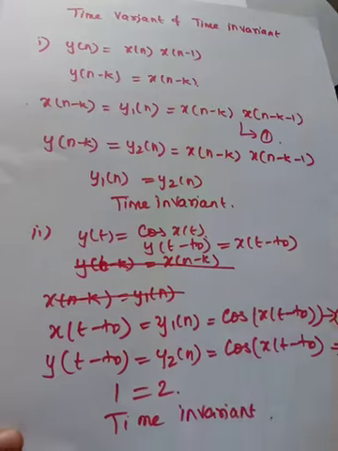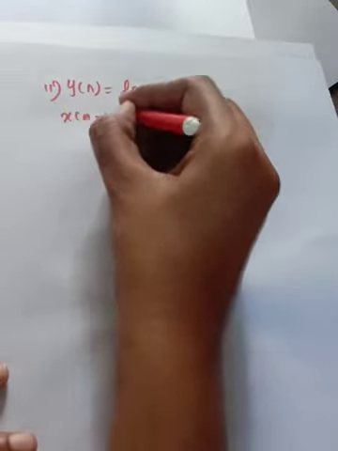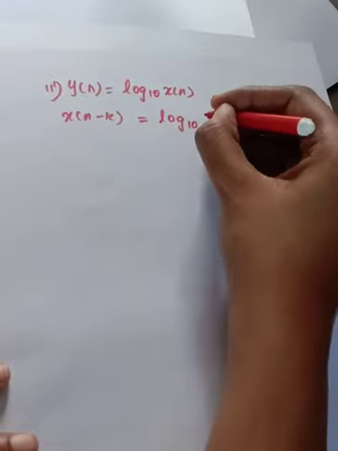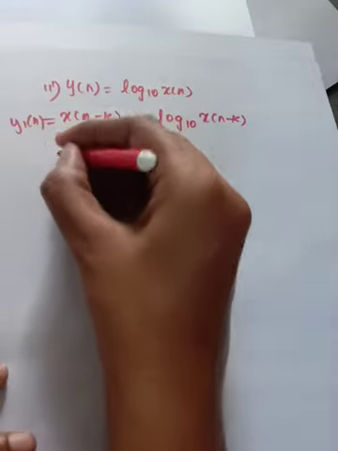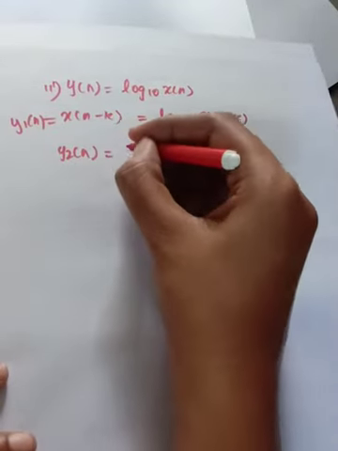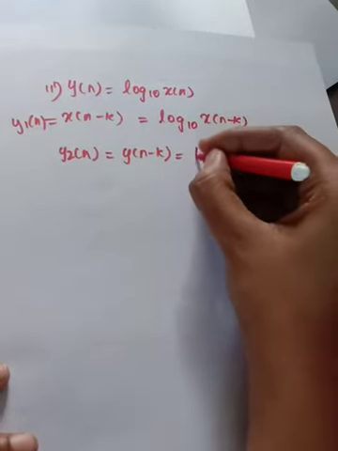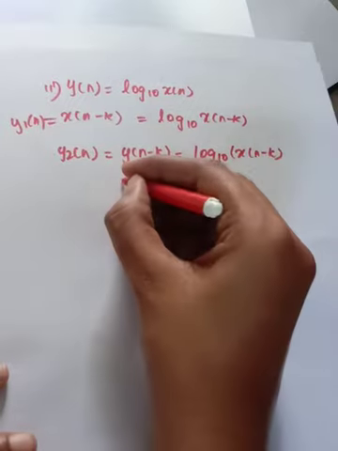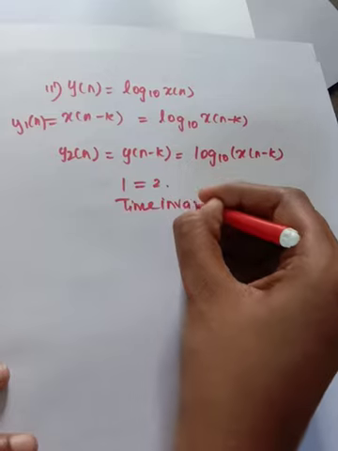The next problem is y of n is equal to log base 10 of x of n. Here also I first need to find x of n minus k. So x of n minus k gives log 10 x of n minus k. This is your y1 of n. Then y2 of n is equal to y of n minus k. Wherever in the output you are having n, I am going to replace n minus k. In this case both are the same, so it is a time invariant system.